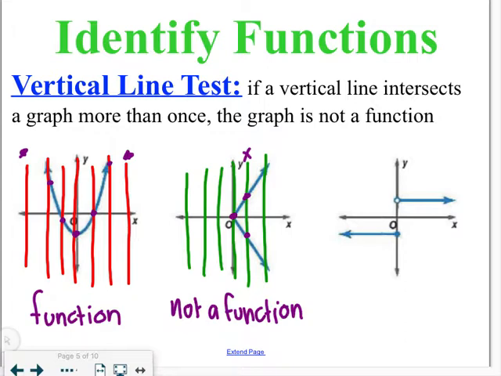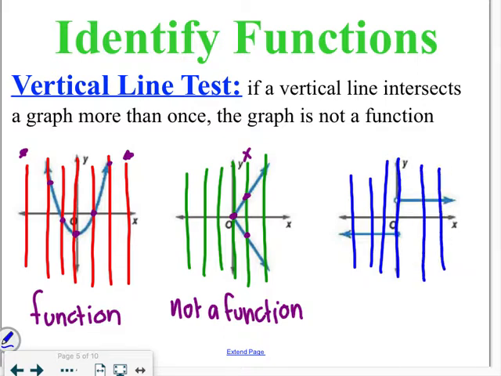The last one is a little bit tricky. If I draw in my vertical lines, it looks like this fourth line gets hit twice. But the one catch on this is if you notice that top circle is an open circle, this is actually okay. This open circle right here means that that's not actually a point on the graph.